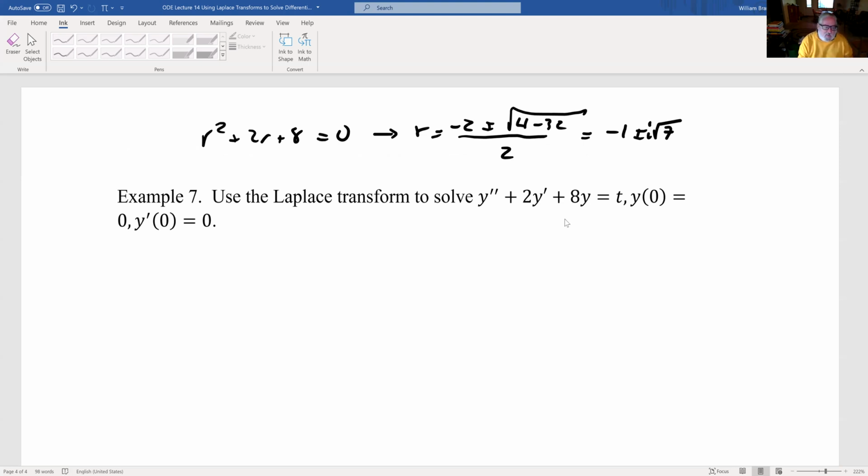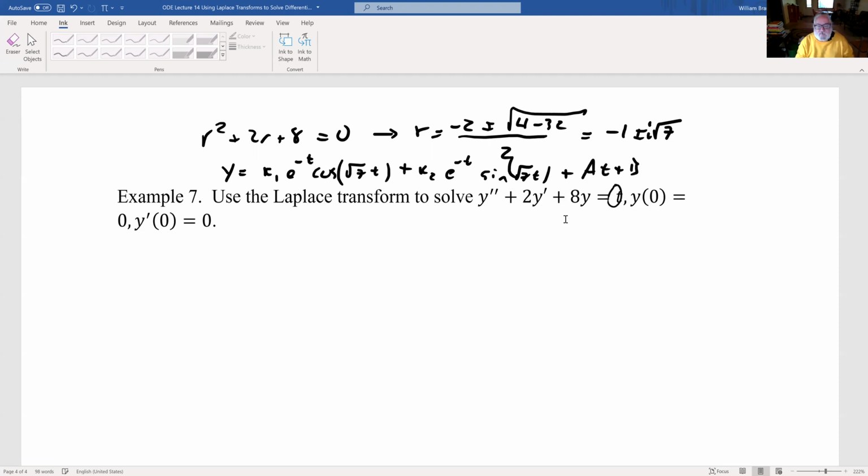And so our homogeneous solution should be k1 e to the minus t cosine root 7t plus k2 e to the minus t sine root 7t, plus a guess. And the guess should be at plus b, because the right-hand side of our equation is t. So that's the kind of thing that we're looking for.